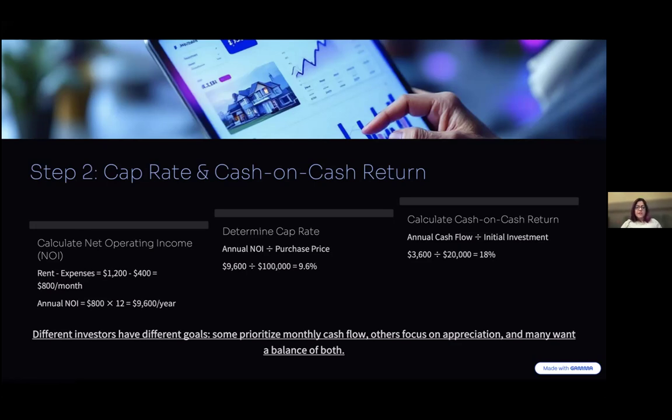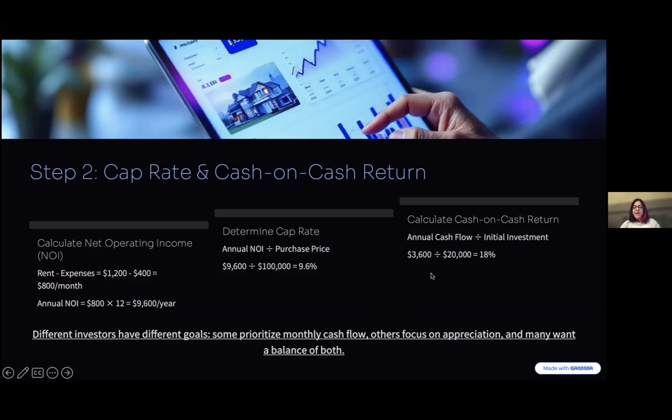It's just expenses. So the numbers from our example show that our NOI would be $800 per month. The annual NOI is that monthly amount times 12, which would equal $9,600 per year. And then to determine the cap rate, you would take the annual NOI and divide that by the purchase price, which in this case was 100K. And that ends up with a 9.6 cap rate, which if you were a buyer, would be a very good cap rate.